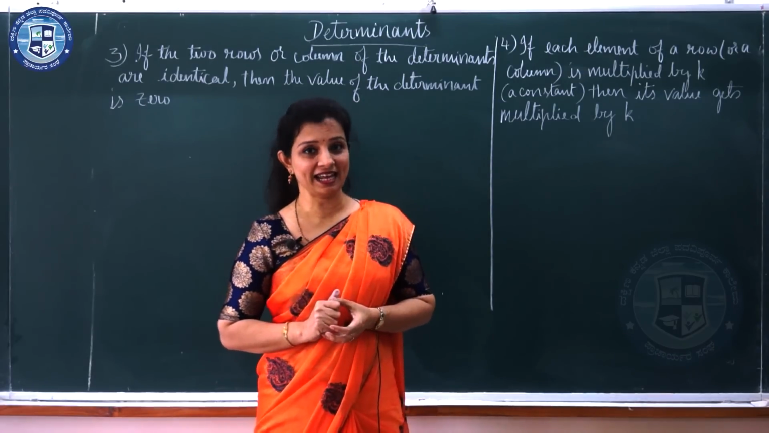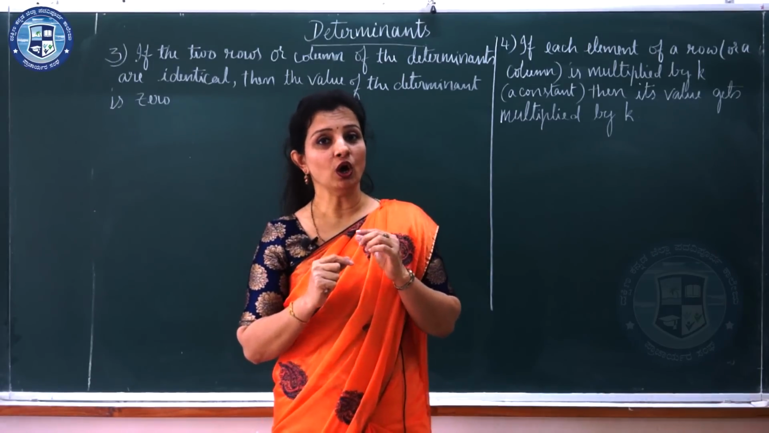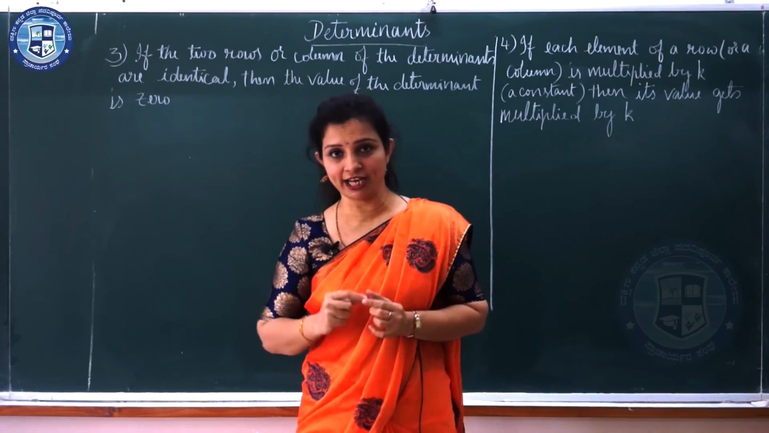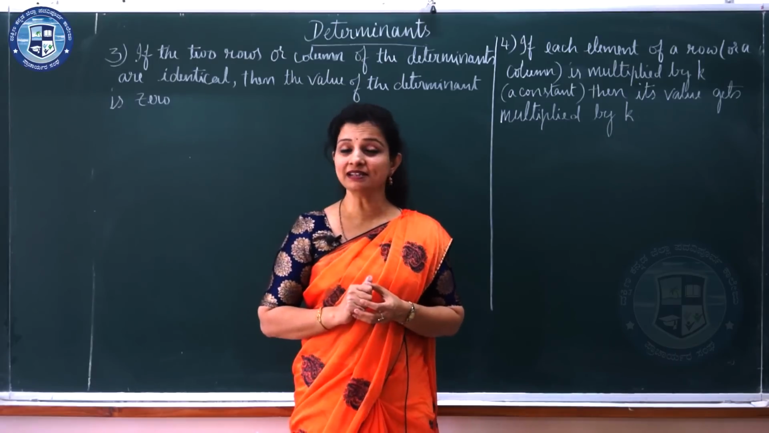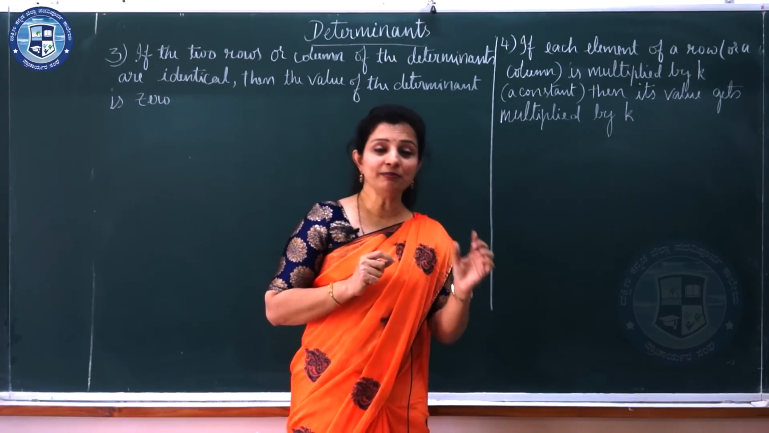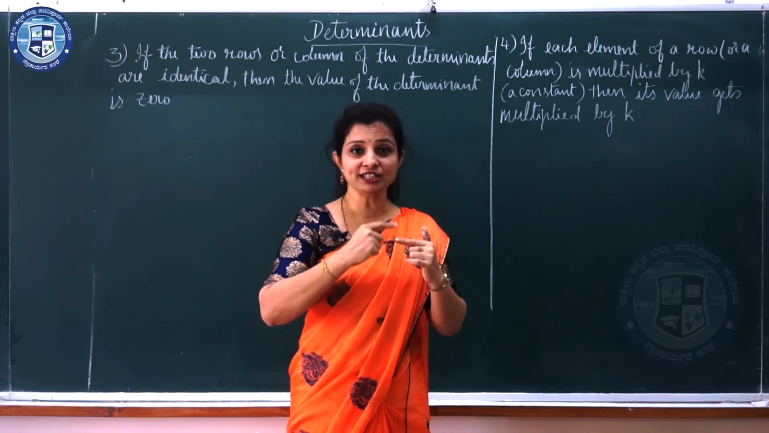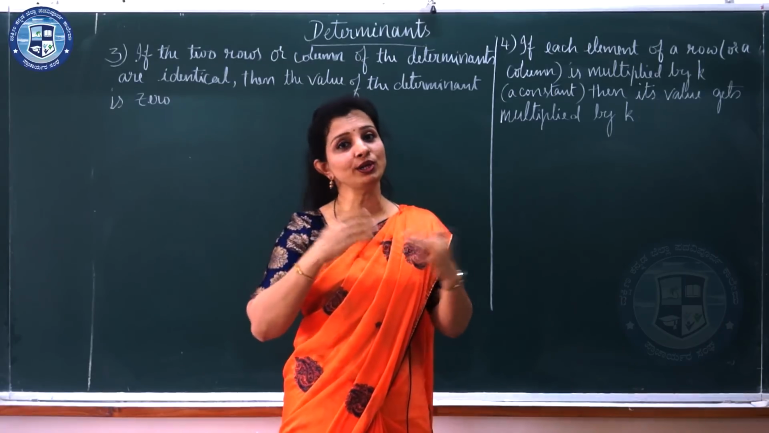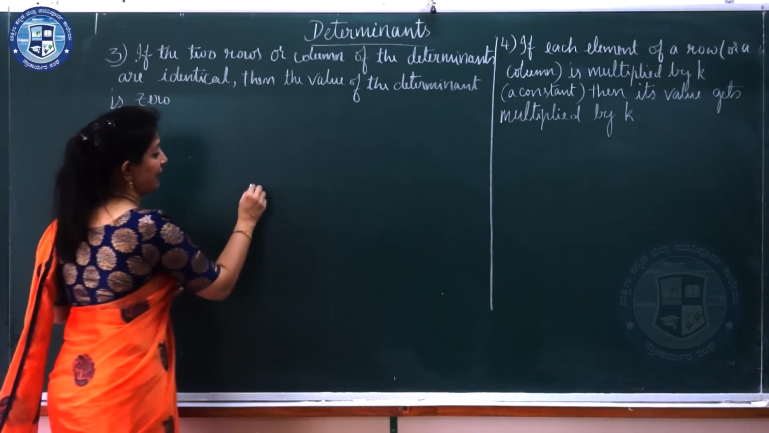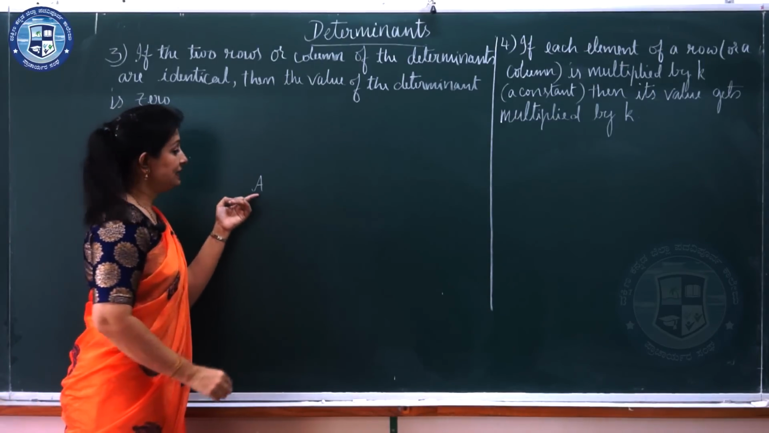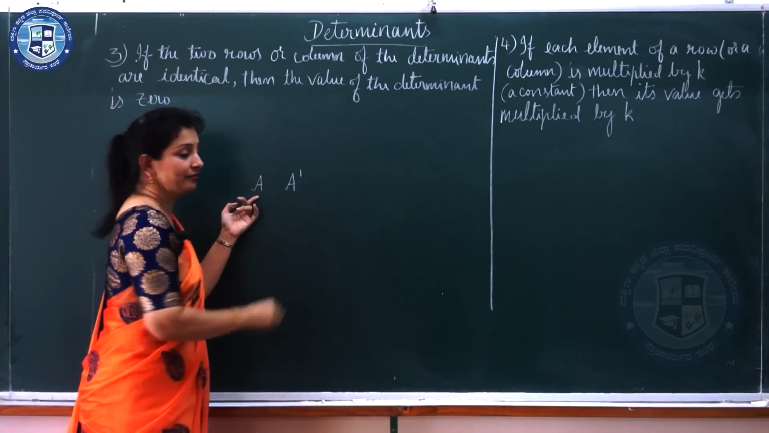The first property states that if the rows and columns of a determinant are interchanged, then the value of the determinant remains the same. Means the determinant value is unchanged even if you interchange all the rows and columns. Look at this, if a square matrix A is given and if you interchange the rows and columns, what do we get? We get the transpose of A.